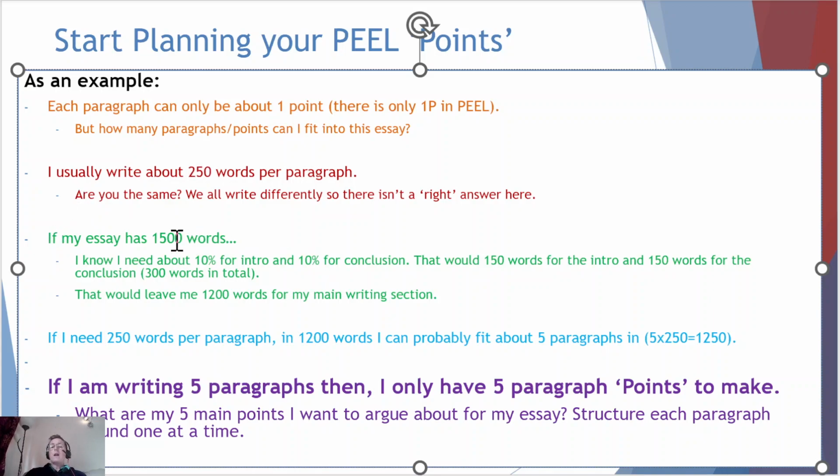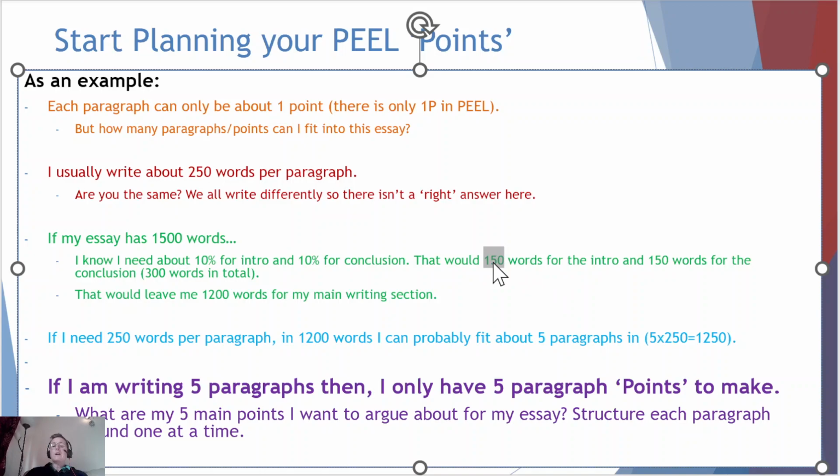If my essay is allowed to be 1500 words, so you'll be told for your assignments what the word limit is. Let's say that our assignment is 1500 words for this essay. Well, I know that I'm going to need probably 10% of that for the intro, 10% for the conclusion. Again, just an average. It's not going to be specifically definite, but about 10% for the intro, 10% for the conclusion. So 10% of 1500 is 150.